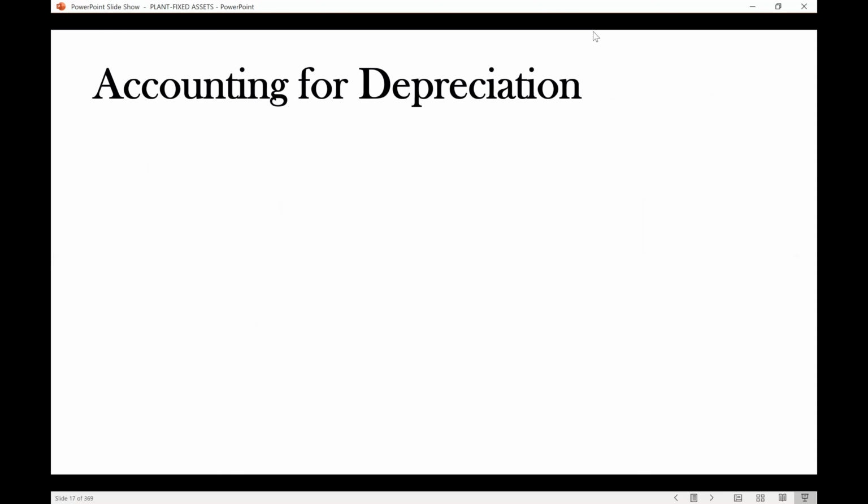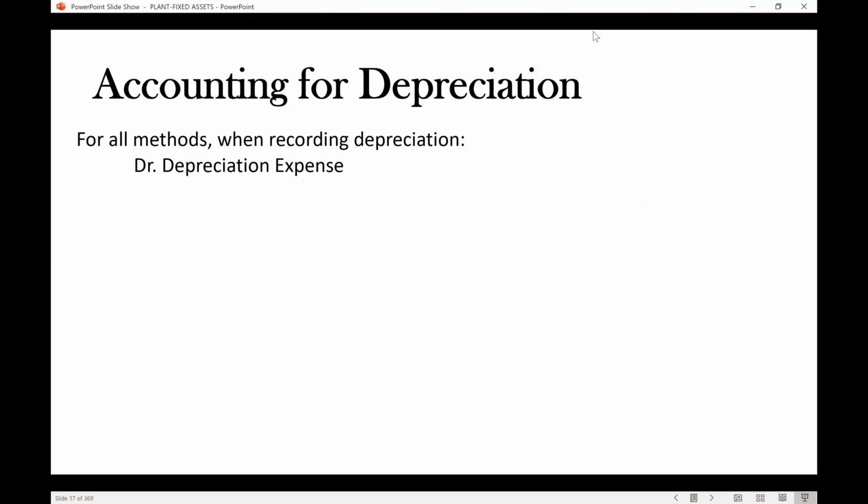So let's continue accounting for depreciation, because we've spoken about all 4 methods of accounting for depreciation, right? What we're saying is that for all methods, when recording depreciation, we debit the depreciation expense and credit accumulated depreciation. So it doesn't matter what method you're doing, whether straight line, reducing balance, units produced or sum of the years' digits, the recording of depreciation is the same for all methods. It's a debit to depreciation expense and a credit to accumulated depreciation.